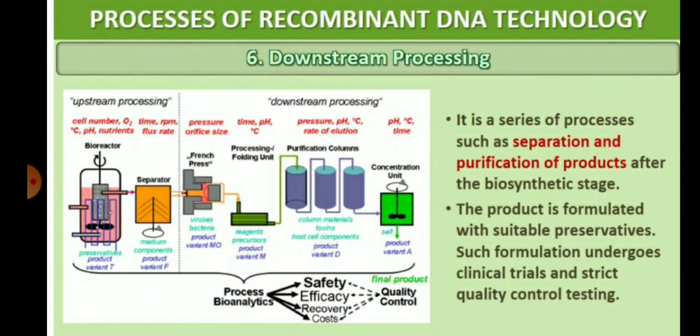And the last process of recombinant DNA technology is downstream processing. It is a series of processes such as the separation and purification of the products after the biosynthetic stage. The product is formulated with suitable preservatives, and the formulation undergoes clinical trials and strict quality control testing. So, hope children this topic is clear.